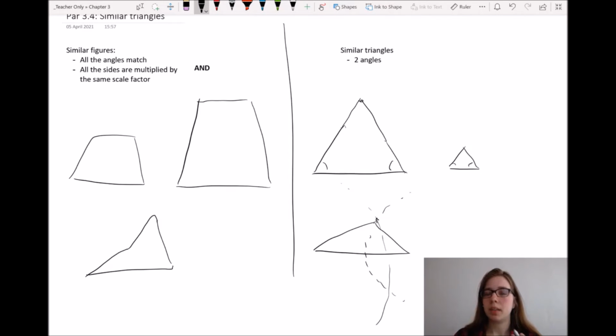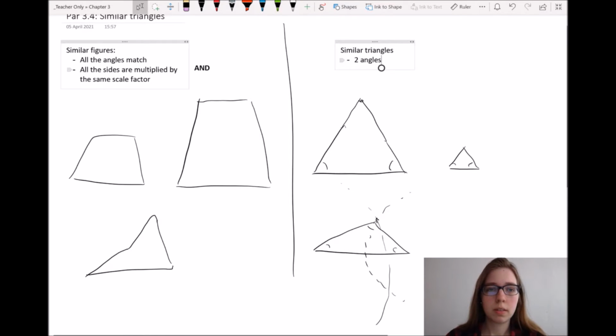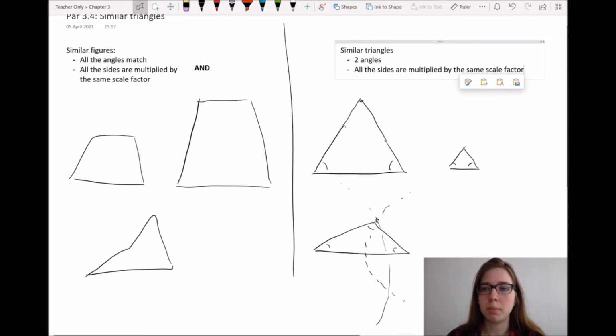So again, in this case I do need all three sides, but once I know all the three sides, once all the three sides are multiplied by the same scale factor, they immediately determine my angles as well. Even if I don't know those angles. So for the sides, we still need all three sides. If I change one side, it might be different. But I only need to check one of these two properties.